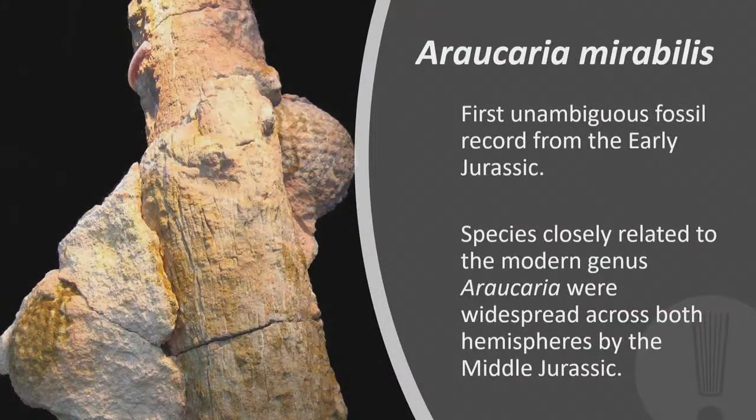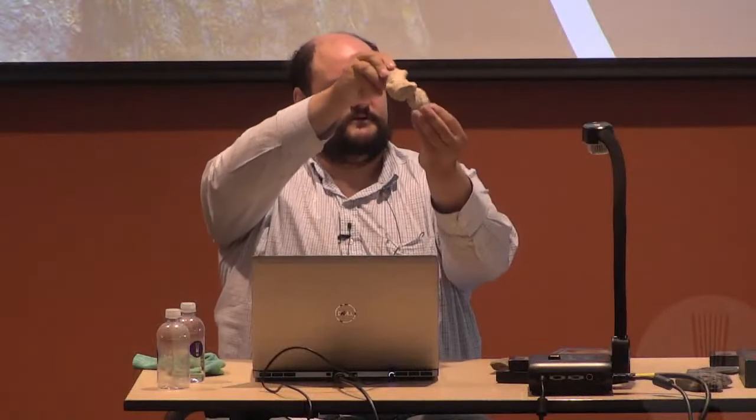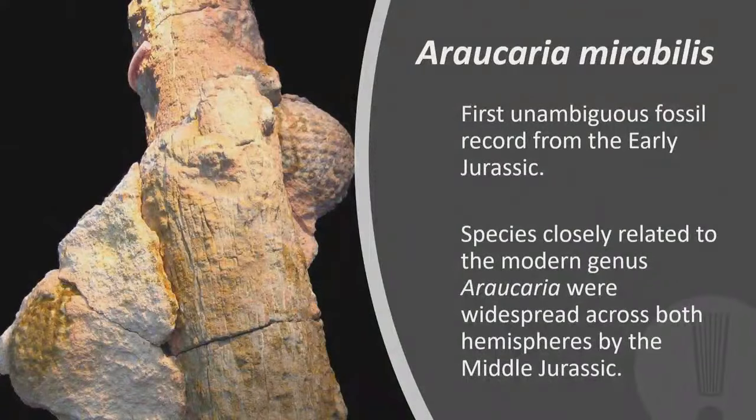Araucaria mirabilis. I have here two forms. These are some of my favorite fossils here. I have some photos here, but this conifer here is a branch with a cone still attached. And then here, I have some photos I'll show of a cone that has been dissected and polished, so you can really see these internal components. But this is a first unambiguous fossil. Its first unambiguous fossil records are from the early Jurassic, closely related to the modern genus of Araucaria, which were widespread across both hemispheres by the middle Jurassic.